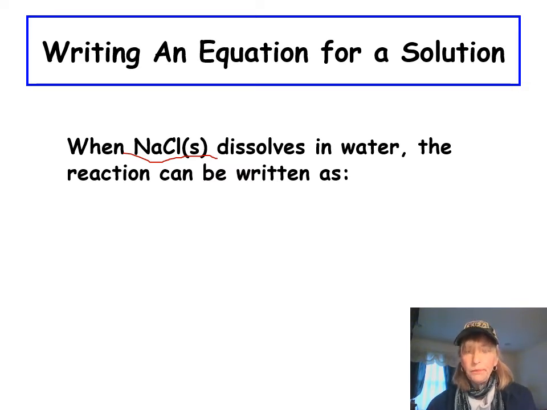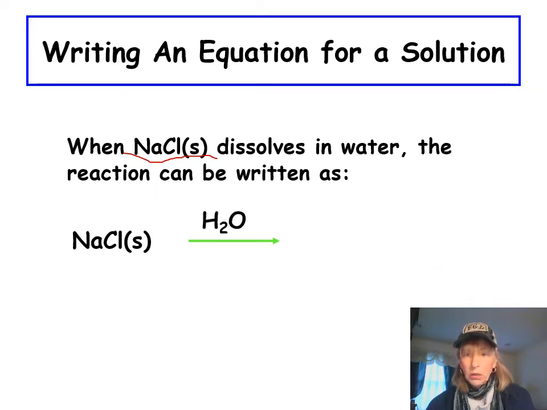How do we do it? Here we go. We write our compound and the state of that compound. So sodium chloride we're talking about, it is in the solid state. What are we doing with it? Well, we are taking it, so we use a reaction arrow, and we're dissolving it in water. So we place the water over the arrow. Bounce it on in there.